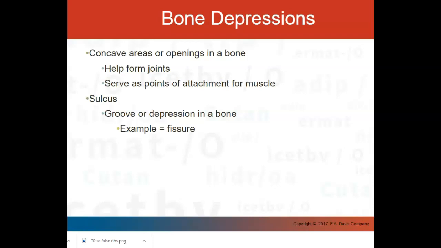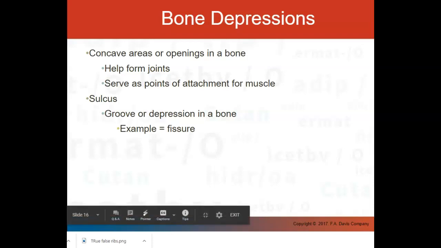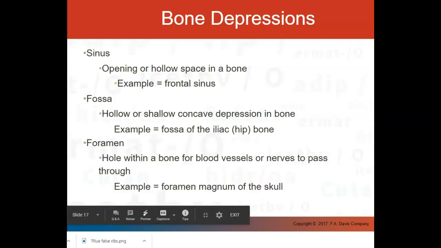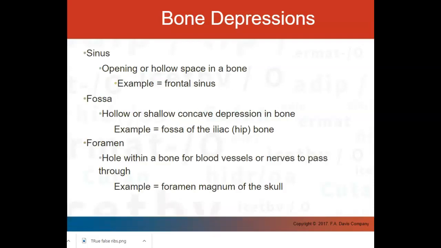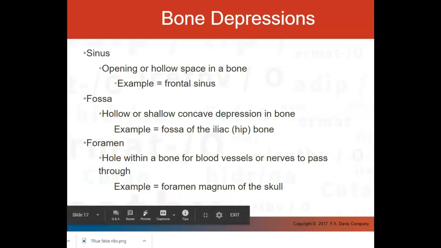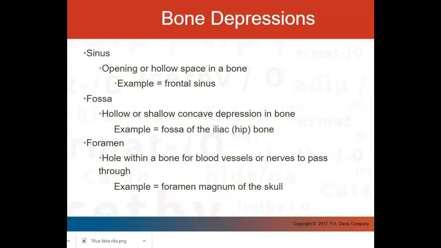A sulcus is a groove or depression in a bone. Example would be a fissure. A sinus is an opening or hollow space in a bone. Example, the frontal sinus. A fossa is a hollow or shallow concave depression in a bone. Example would be the fossa of the iliac or the hip bone. A foramen is a hole within a bone for blood vessels or nerves to pass through. The example would be the foramen magnum of the skull.